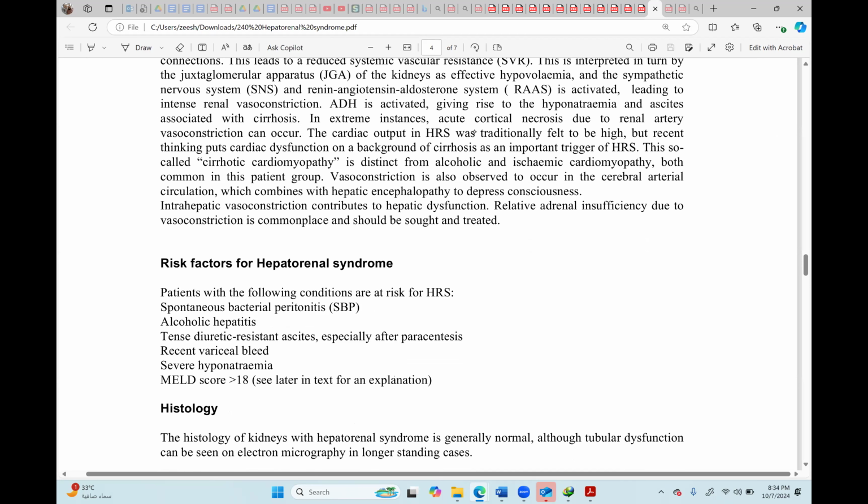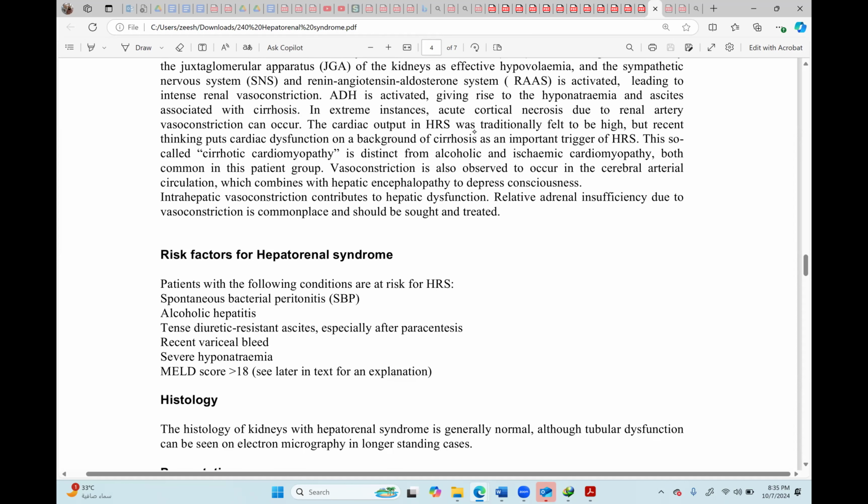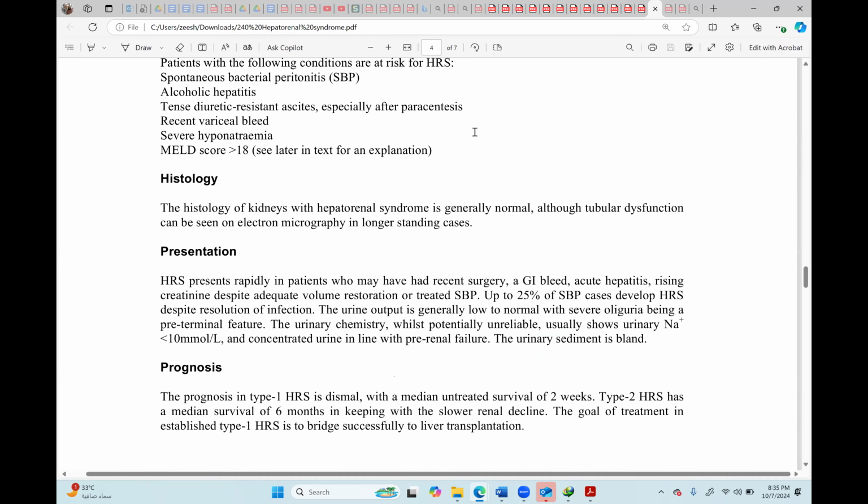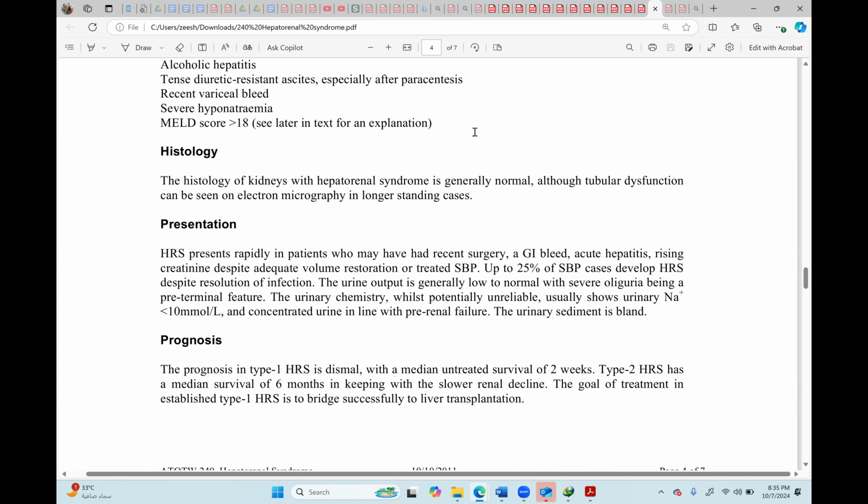Risk factors for hepatorenal syndrome include spontaneous bacterial peritonitis, alcoholic hepatitis, diuretic-resistant ascites, especially after paracentesis, recent variceal bleed, severe hyponatremia, and MELD score more than 18. The presentation is in a patient with recent surgery, GI bleed, or acute hepatitis, with rising creatinine despite adequate volume restoration or treated SBP. Up to 25% of SBP causes HRS.